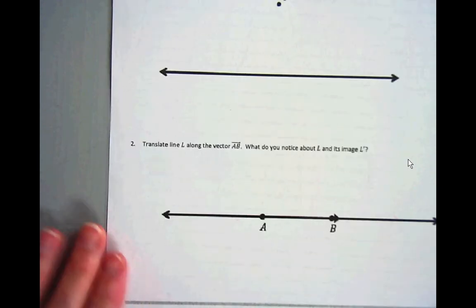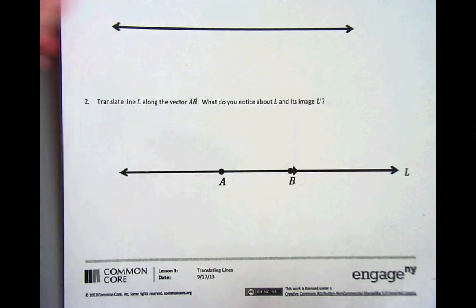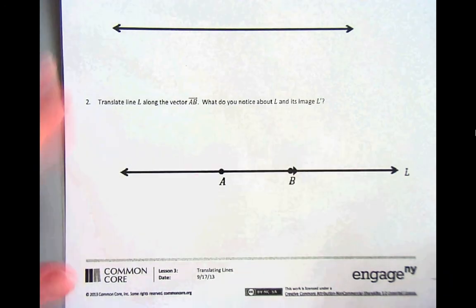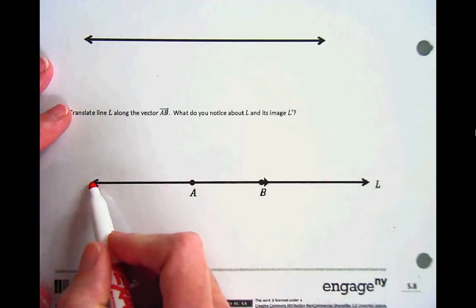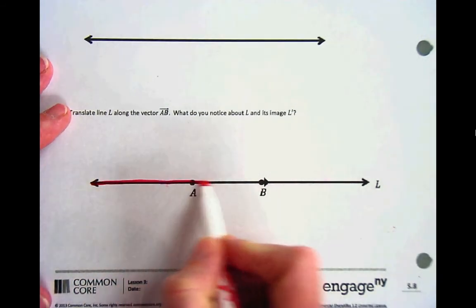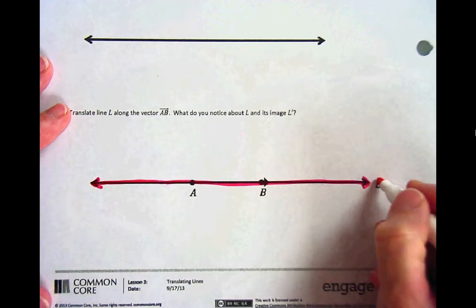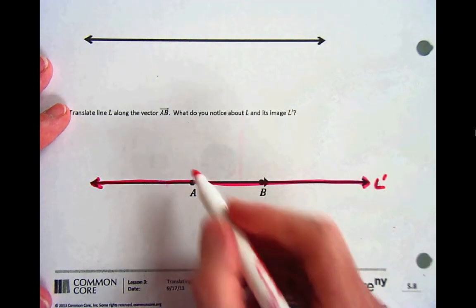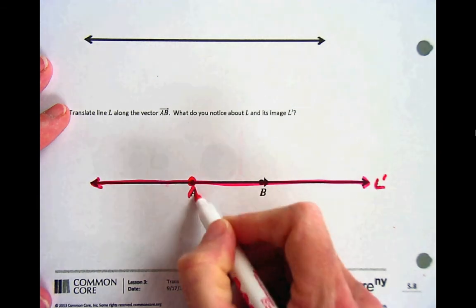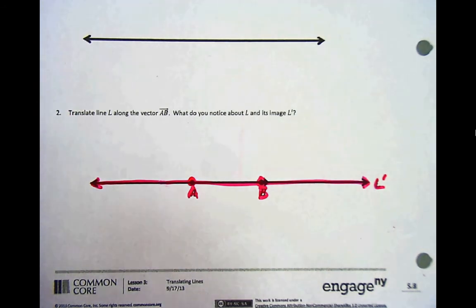And we're going to start with exercise 2. It asks you to translate a line along vector AB. So what we're going to do is take line L with your expo marker, and you're just going to copy over line L. And I'm going to call this L prime so that I know it's distinguished. Plus I also want to mark the vector AB here, because I need to know how far and in what direction I need to move it.